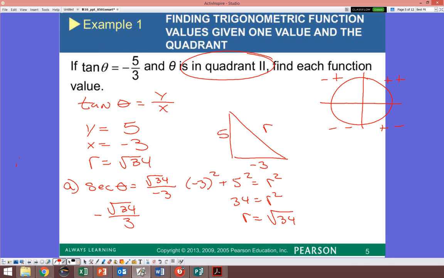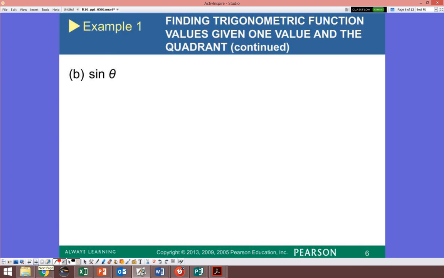All right, so let's take a look at the next one. Sine. We know sine is what over what? Y over r. And my y value, what was my y value? 5. My r value was radical 34.